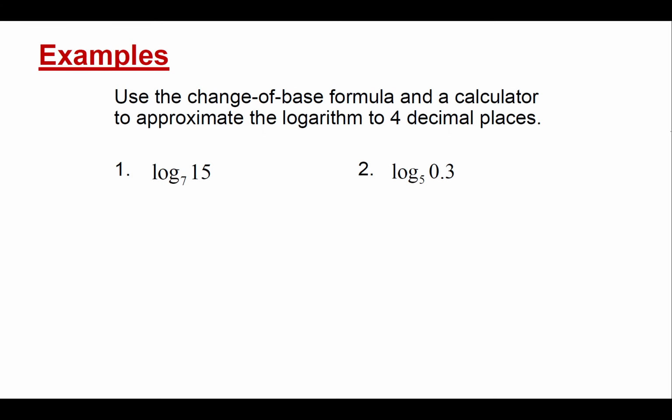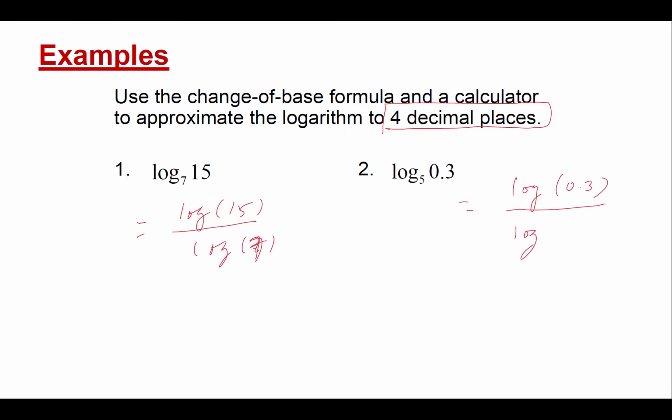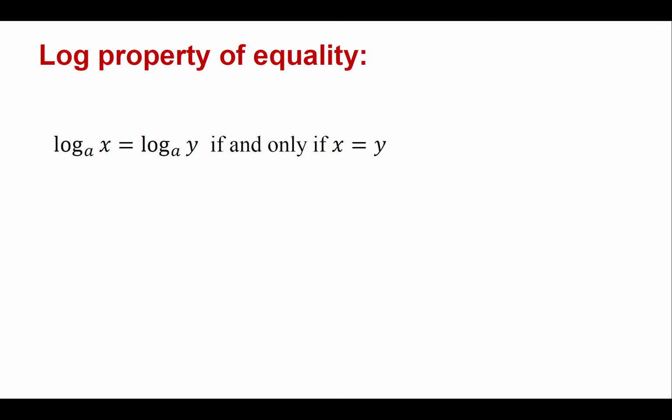For example, here you can find this by log 15 divided by log 7. I will let you type this value on your calculator and find the answer up to 4 decimal places. Here it's log 0.3 over log 5. Remember, either you can use log or you can use ln. Both give you the same thing by using this change of base formula. Okay, so just type this value on your calculator and find the value up to 4 decimal places.